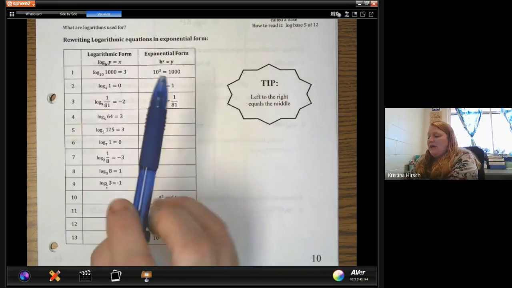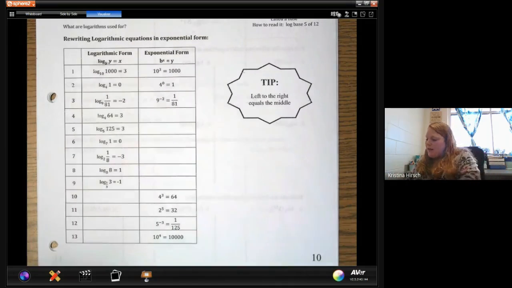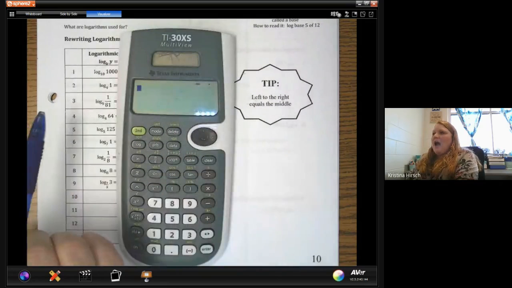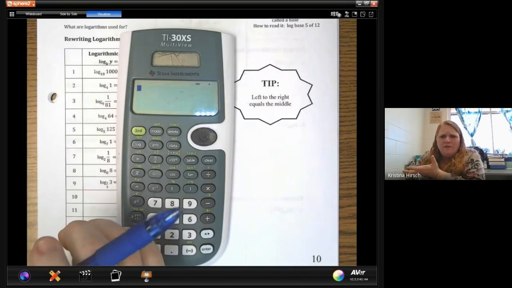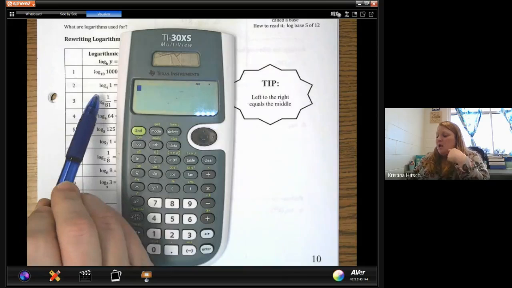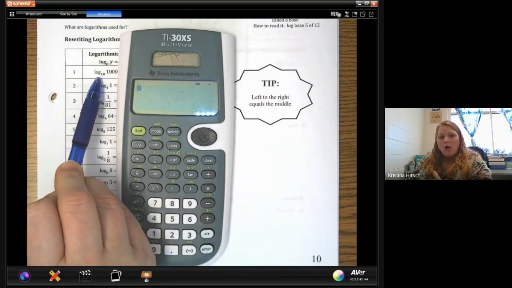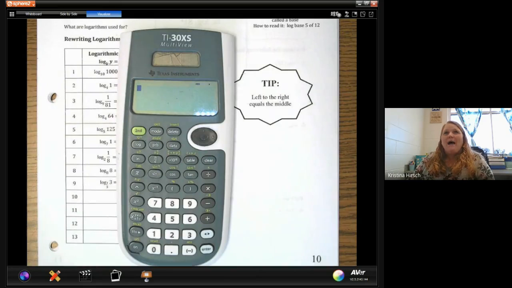So when I'm looking at this, I'm really saying, if I didn't have equals 3 there, pretend that was not there, let me cover it up. If that was not there, I would be looking at this saying, okay, the log base 10 of 1,000 is what? I don't know. How do you figure that out? Well, what you need to think about is, 10 to what power gives me 1,000? Well, 10 times 10 is 100. 100 times 10 is 1,000. Oh, 3. So 10 to the third power is 1,000. So that's really what you're doing.